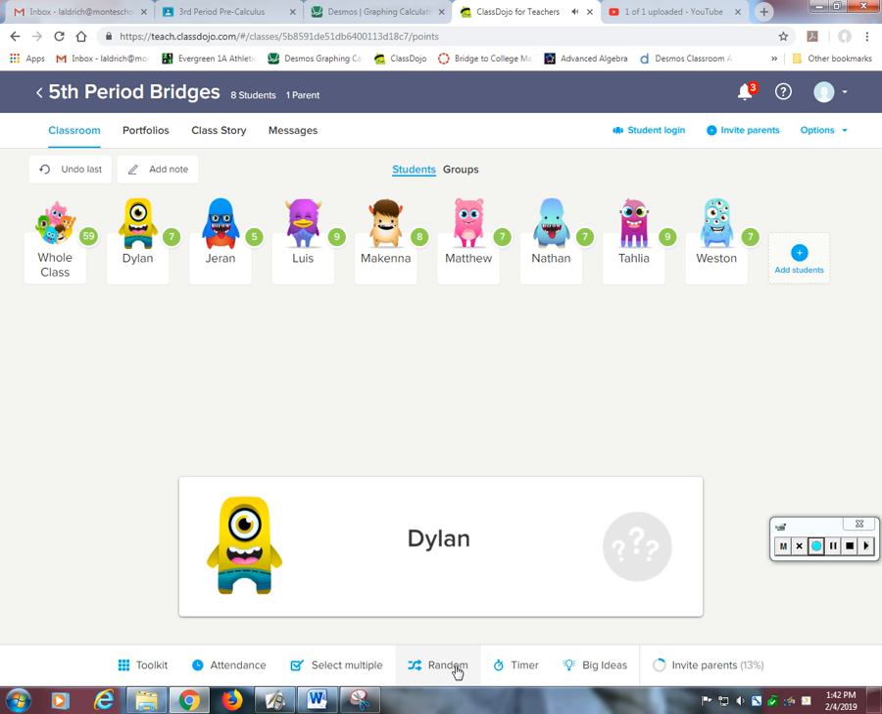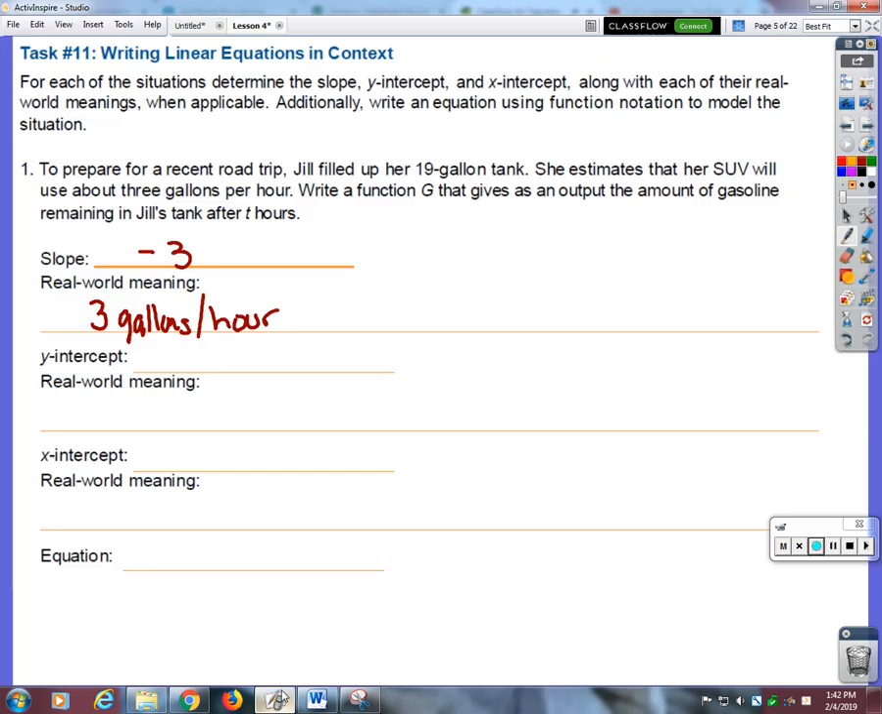Sorry to bother you there, young man. All right, Talia, what would the Y-intercept of this graph be? 19, yep. You are good, and what is the real world meaning? Where did that 19 come from? Yep, that totally makes sense. How many gallons in the full tank?